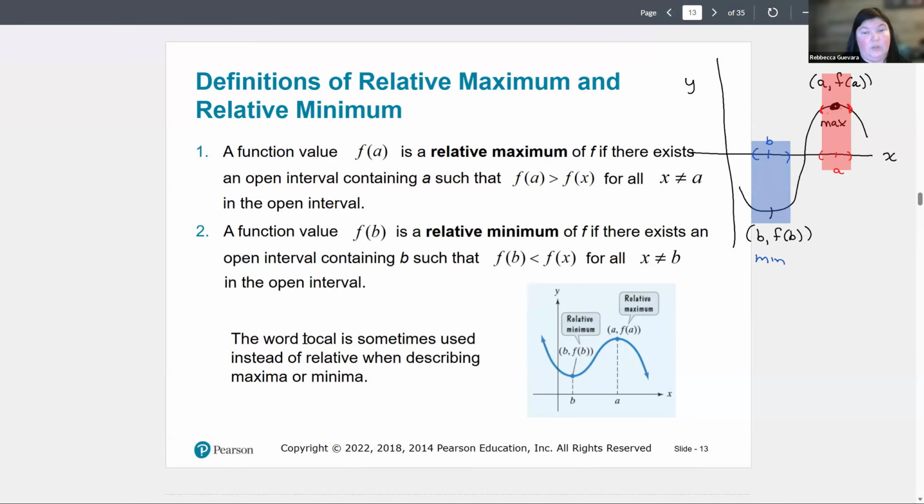The word local is sometimes used to describe a relative minimum or maximum. So sometimes you might hear a local minimum or a local maximum. We also use the term extrema when we're talking about minimums and maximums. So you might also hear relative extrema or local extrema. But all we're saying is that this is not the minimum or maximum across the entire function. It's just in a small little area. So relative to the points around it, f of a is a maximum. Relative to the points around it, f of b is a minimum.